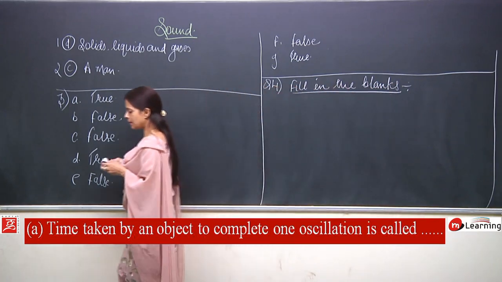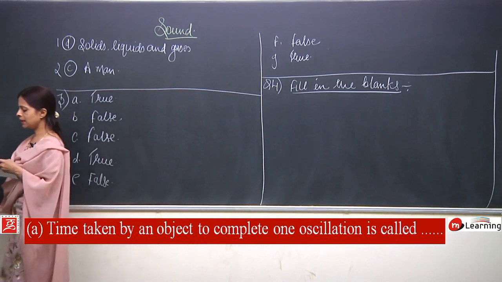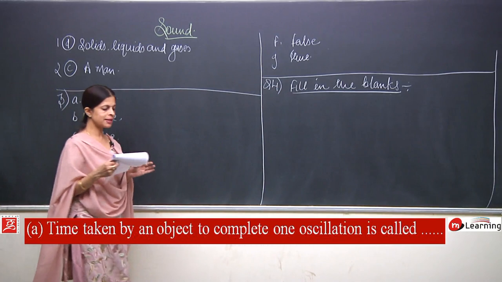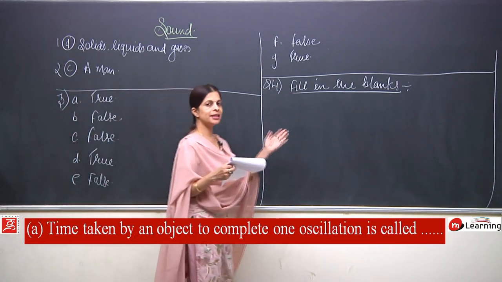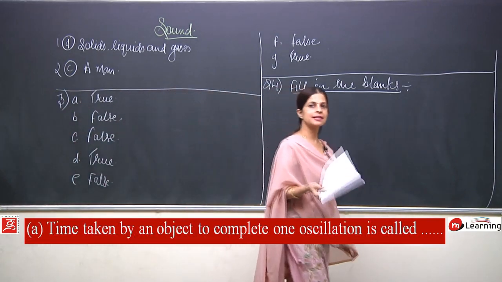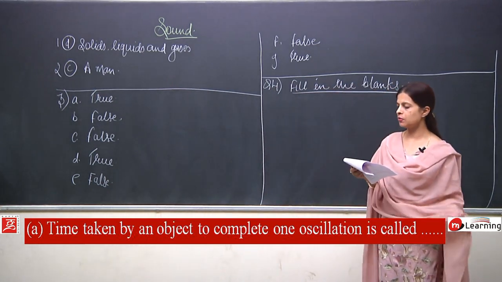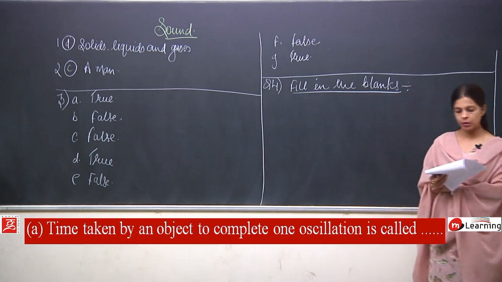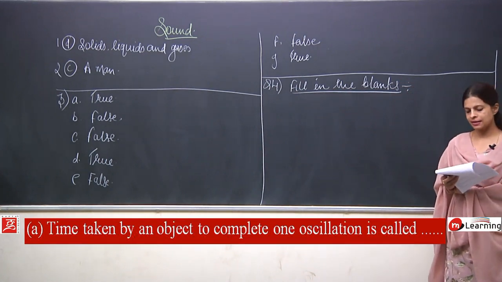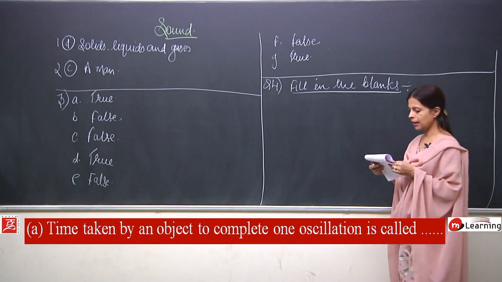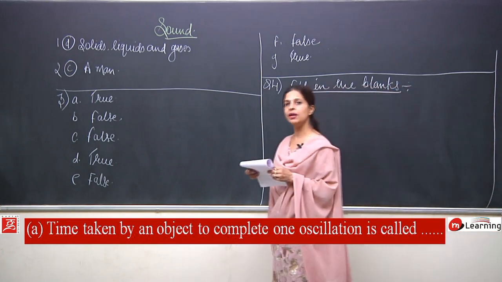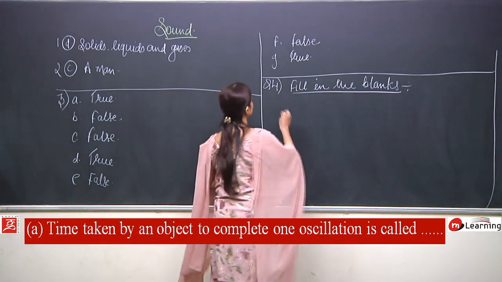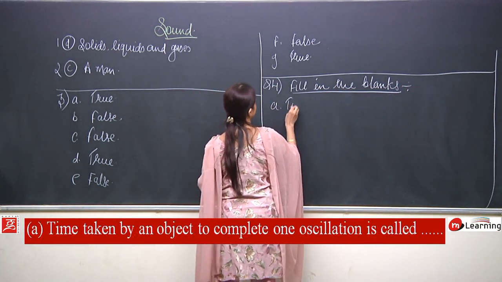Now, time taken by an object to complete one oscillation. Again, I'm reading it. Time taken by an object to complete one oscillation is, just now we have studied, what is it known as? Time period, isn't it? So this one is question number 4, children, and we are discussing A. Time taken by an object to complete one oscillation is known as its time period. So A, time period.